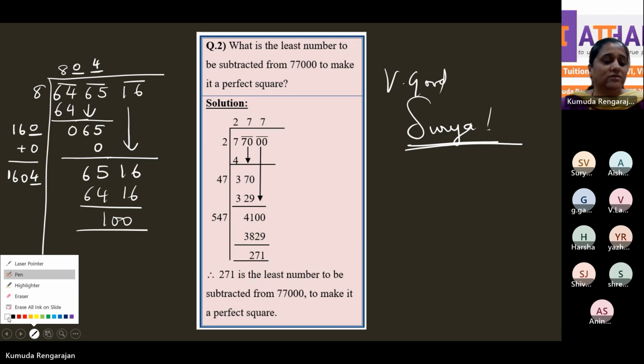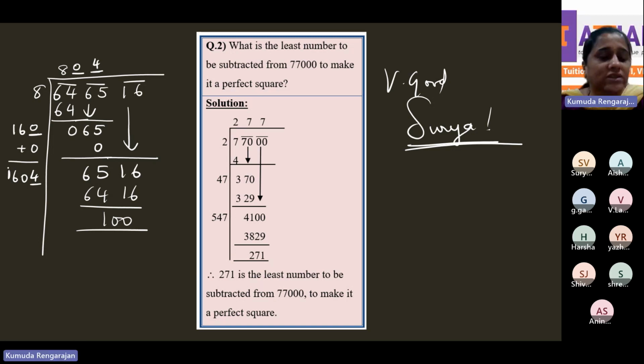Yes, children. You can ask me any further questions if you have. So if no digit can fit in, put 0. 160 into 0 is 0, because 1 itself will be too much. 161 into 1 will be 161, but the number here is 65. So then you have to take 0. 160 into 0 is 0. And then bring the next pair down.